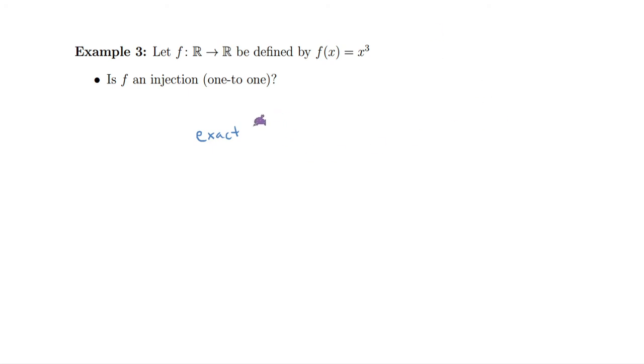So the proof of this is exactly the same as example 2 up above. Nothing's going to change. The only thing that actually changed here is the domain and the codomain. So the rule is exactly the same.